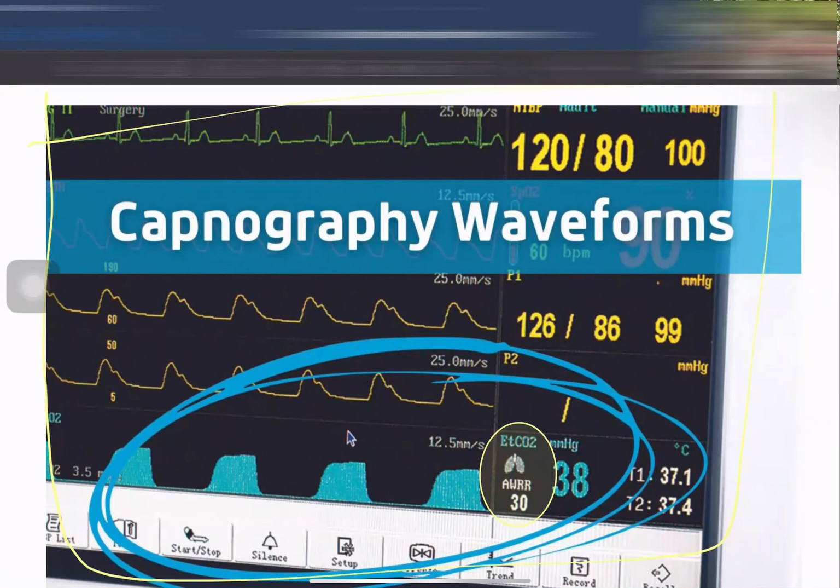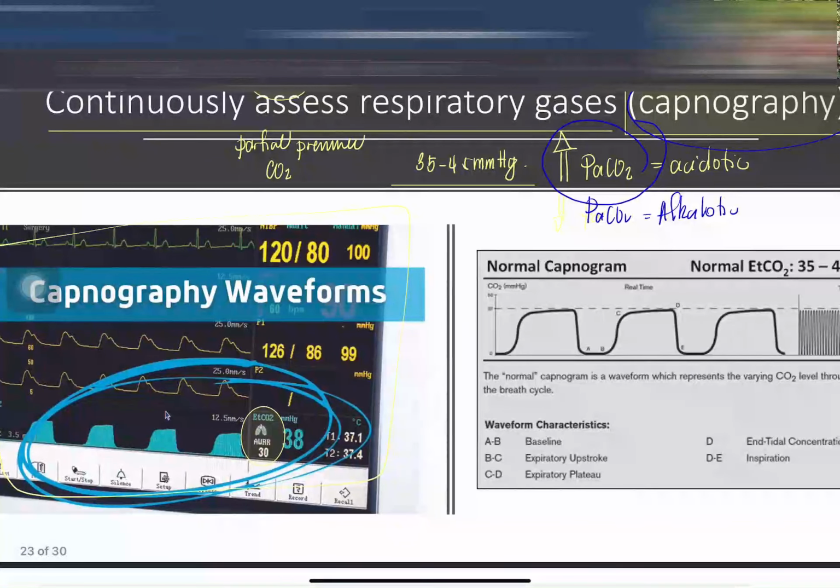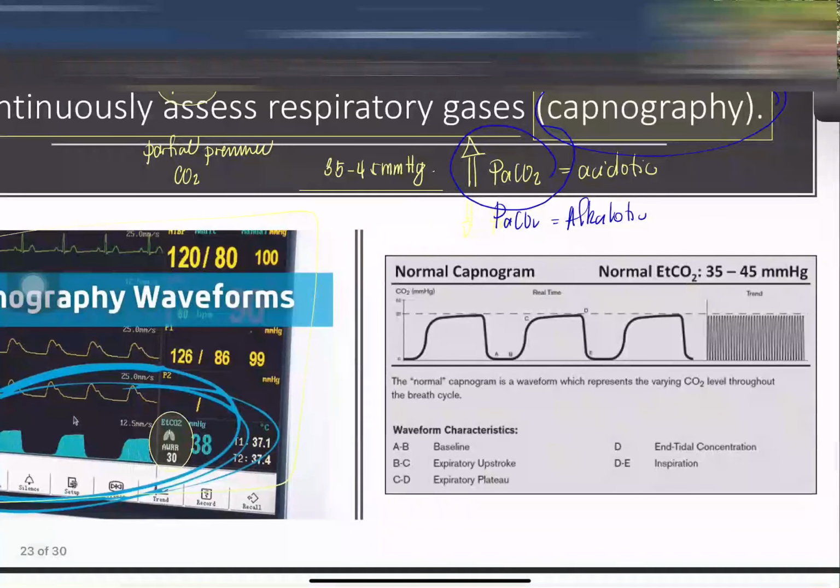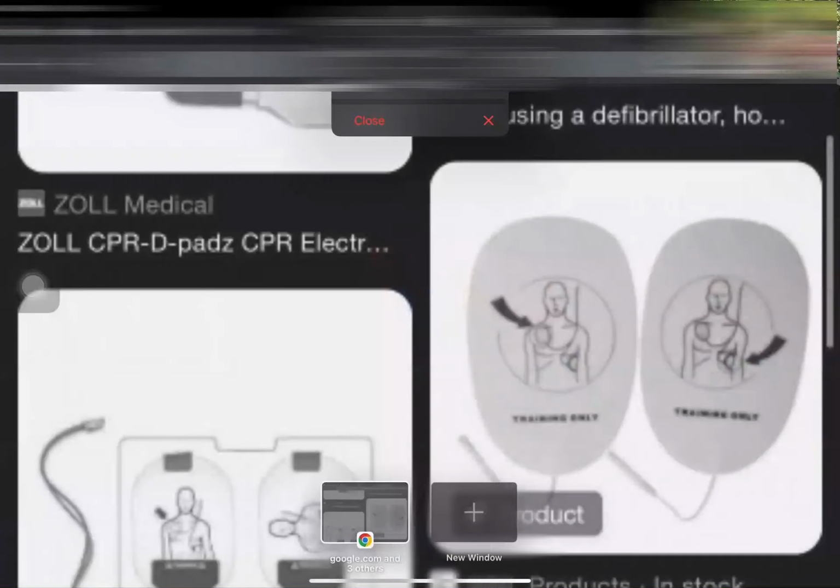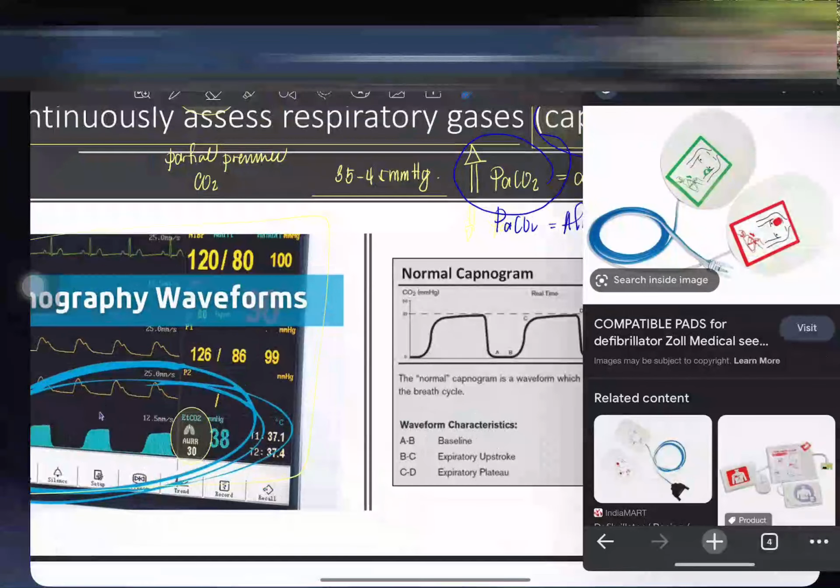Sir, anong gagawin natin kapag mataas yung PaCO2 levels? Class, pag mataas yung PaCO2 levels, may ina-adjust po yung mga doctors natin sa ventilator ng patients. Sa mga hindi pa nakakaalam kung ano yung ventilator, if you have seen life support in movies, magpakita tayo, mag-search ng ventilator.